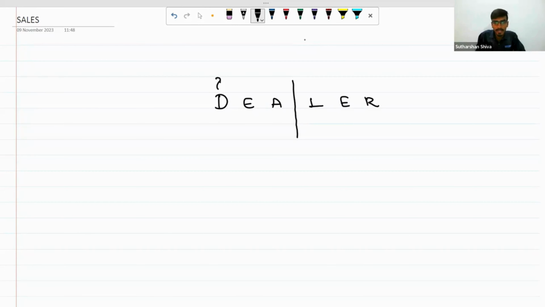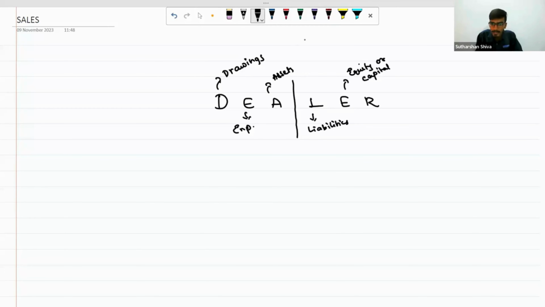Here D denotes drawings, E denotes expenses, A is an asset. Asset is inclusive of cash, bank, debtors, stock, everything. L is a liability. E is equity, or you can also call it capital, R is revenue, or you can treat it as income.